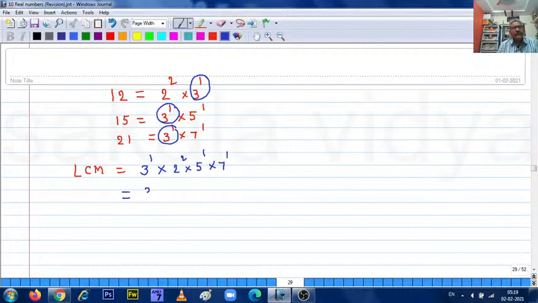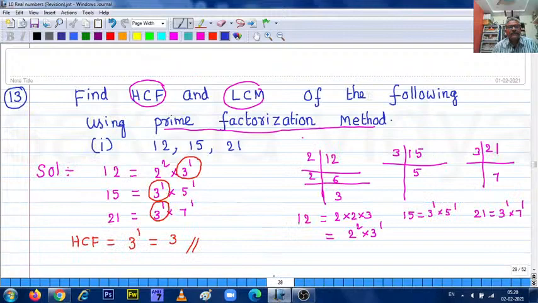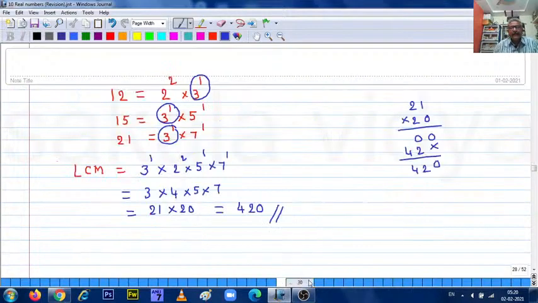So 3 power 1 is 3, 2 square is 4, 5, 7 power 1 is 7. So 3 into 7 is 21, 5 into 4 is 20. Now 21 into 20 you need to do. 0, 2 ones are 2, 2 twos are 4. So 420. This is the LCM. This is the first question. Let us go for the second question now.